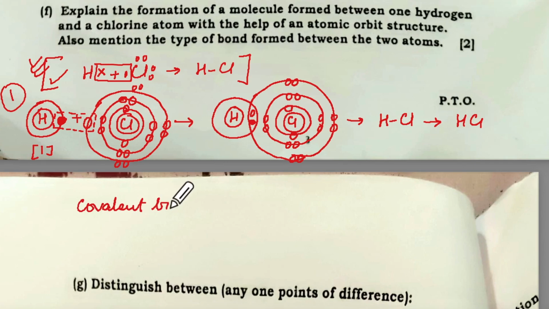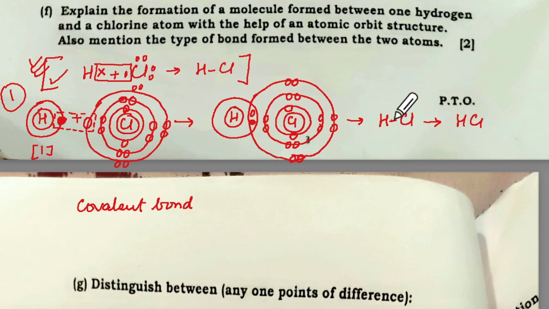Why covalent bonding? Because the electron pair is shared, no? Can you see the electron pair is shared? Why is the electron pair shared? So that each one completes the octet or duplet. Hydrogen has completed its duplet. Chlorine has completed 1, 2, 3, 4, 5, 6, 7, 8. Correct? Octet.